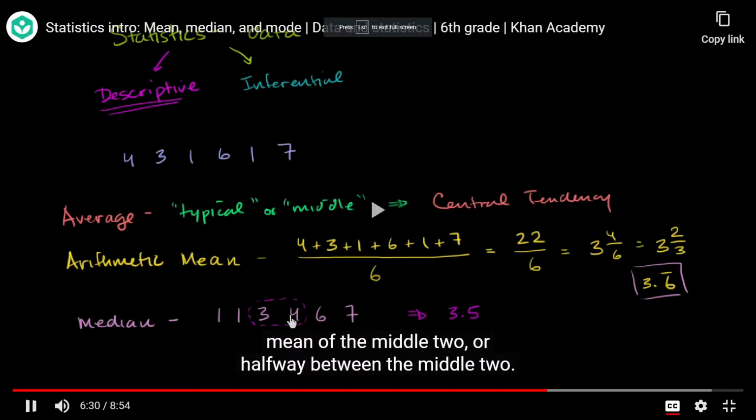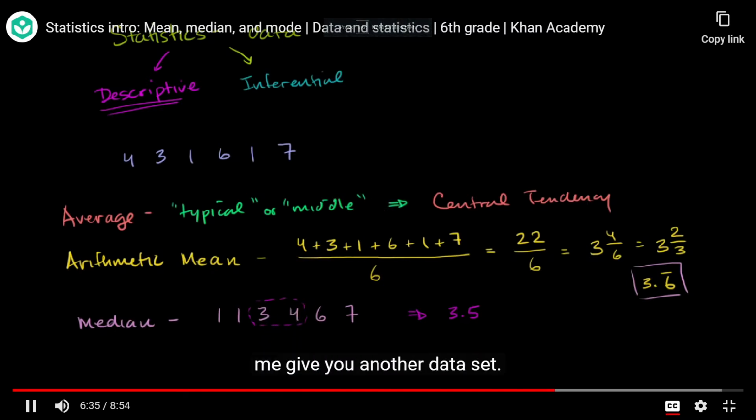Essentially the arithmetic mean of the middle two, or halfway between the middle two. If you have an odd number of numbers, it's a little bit easier to compute. And just so that we see that, let me give you another data set. Let's say our data set, I don't know.